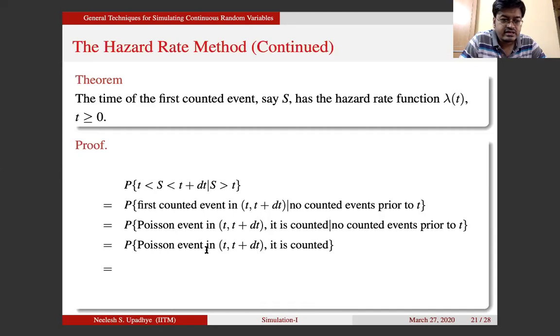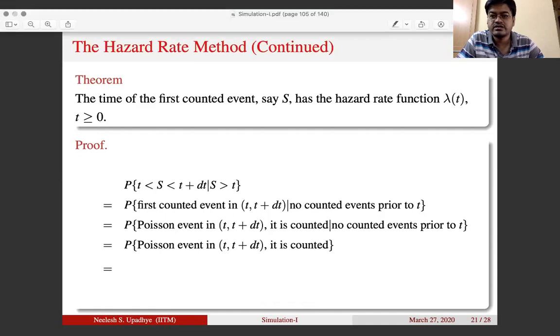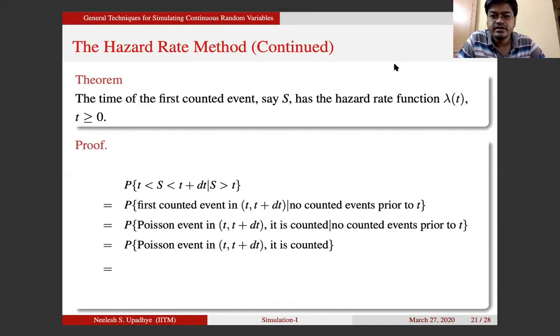So it means that a Poisson event has happened in the interval. This is actually a mistake. Let me annotate it. One minute, I will do it. This thing should be 0, and this thing should not be there. Essentially, it should be from 0 to dt. Okay, so a Poisson event happens in the interval of length dt, and it is counted.